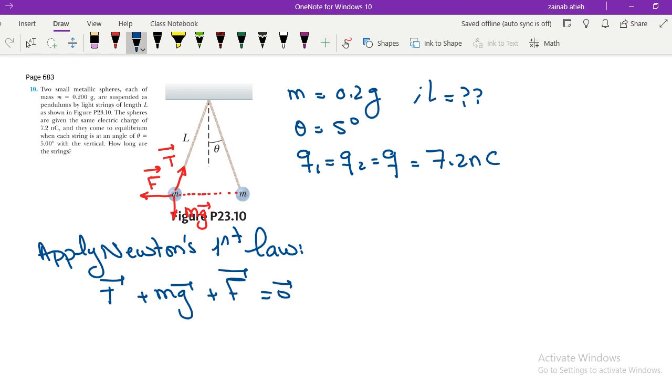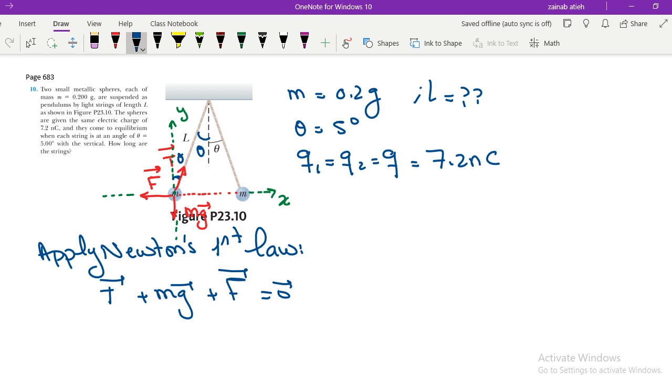Now you can see that my vectors are not all along x or y. I need to project, so I will take the x-axis as usual, and I will take the y-axis upward as usual. You can see that F, which is the electric force, is opposite to the x-axis, and mg is along the y-axis. Attention, the tension needs to be separated, because it is not along x or y. Since they are identical, for sure this angle here is theta, similar to this angle, and here the angle theta, because it's alternating with theta.